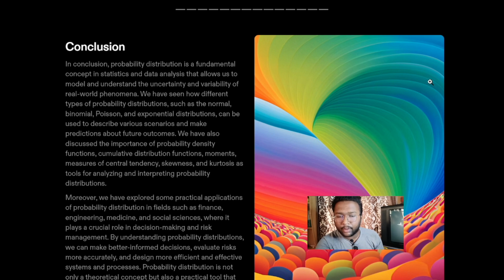We have also discussed the importance of probability density functions, cumulative distribution functions, and moments, measures of central tendency, skewness, and kurtosis as tools for analyzing and interpreting probability distributions. Moreover, we have explored some practical applications of probability distributions in fields such as finance, engineering, medicine, and social sciences, where it plays a crucial role in decision making and risk management.